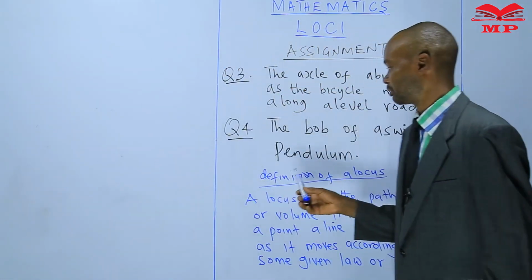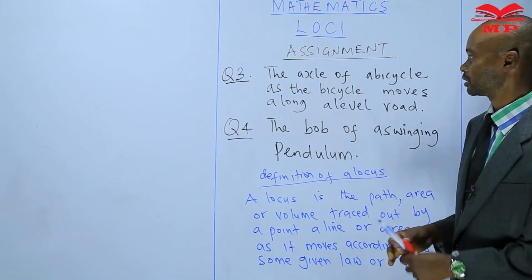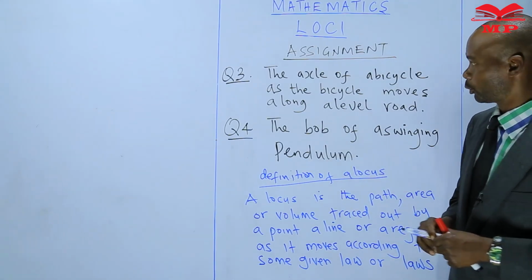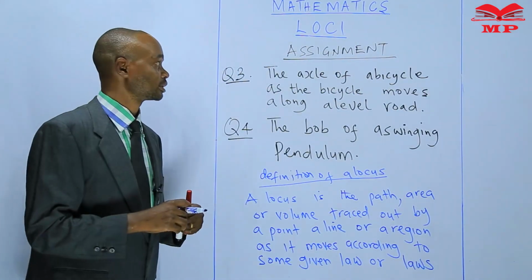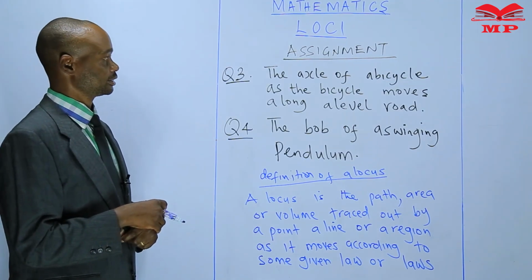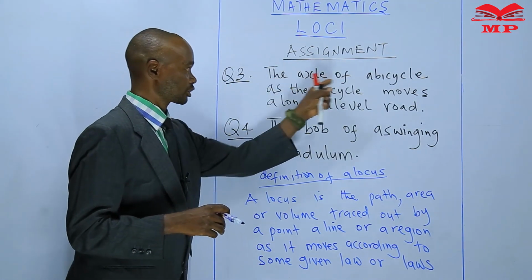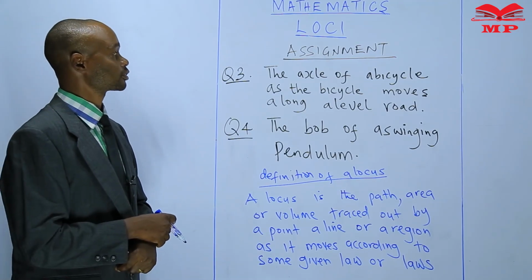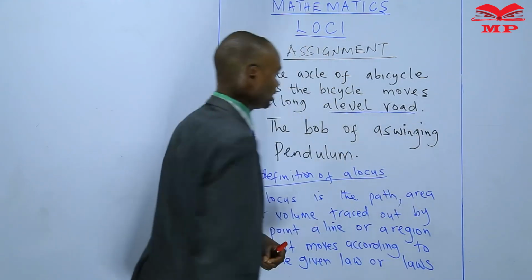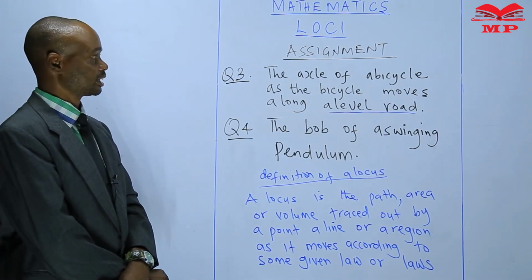After knowing that, because the questions we are giving continue in line with the definition, the first question, question number 3 in the assignment, was the axle, isn't it? In the assignment you are supposed to sketch and define the locus. So you should get the locus of the axle of a bicycle as the bicycle moves along a level road. That word level road will be very important when we answer the question.